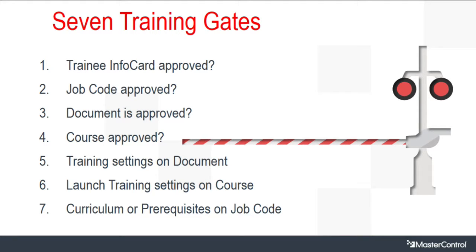Has the trainee info card been approved? How about the job code? Is the trainee in the job code? Has the job code been approved? Is the document still in process? Has it been approved? Of course, if I don't quick approve my course right here, well, that's the heart of training. No training goes out if I haven't got this approved.